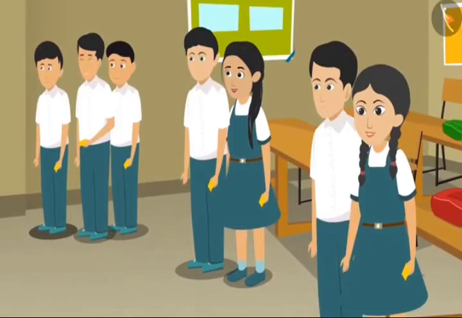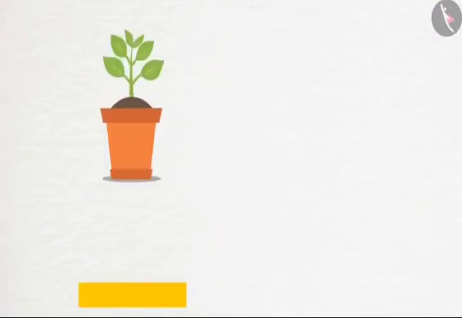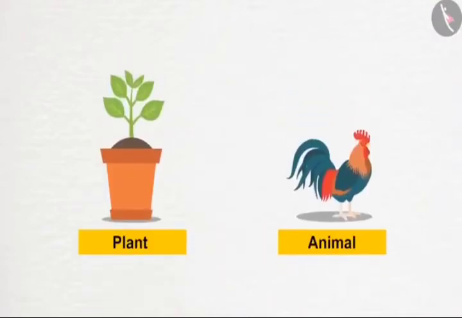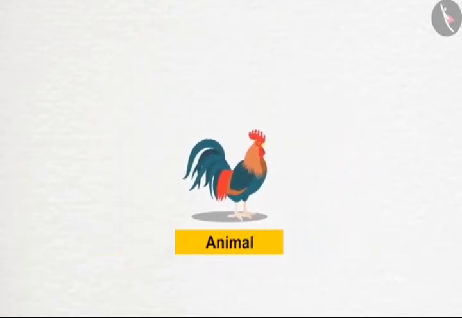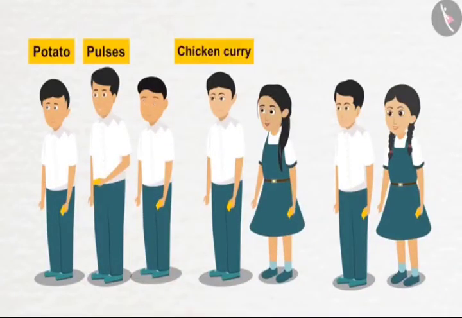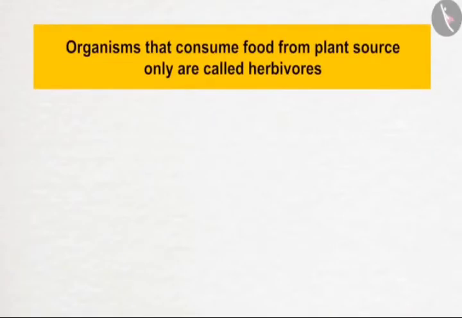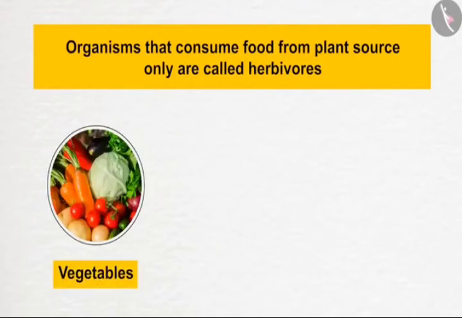In the first group, everyone had slips of food made from ingredients which come from plants. In the second, from both sources, that is, plant and animal sources. And in the third, only the children with slips of food from an animal source. Sohan got pulses, Ibrahim got potato, Mohan got chicken curry, Meena got paneer bhurji, and Amina got boiled egg on the slip. So organisms that consume food from a plant source only are called herbivores.